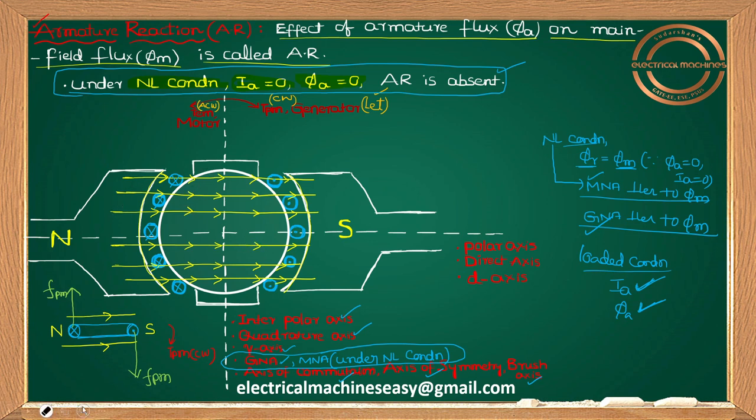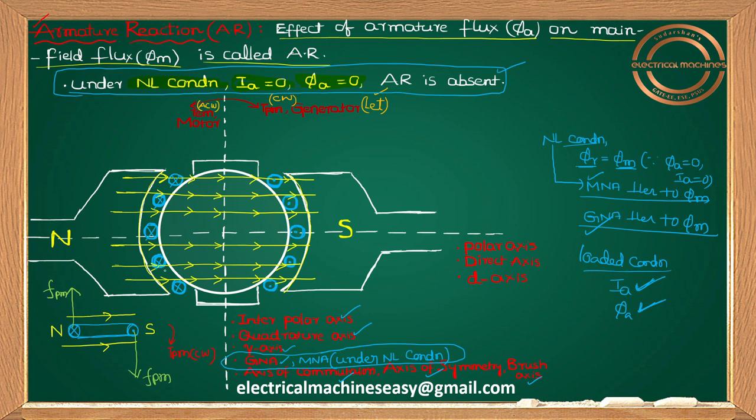Guys, I already told you this cross and dot mean the direction of your armature current Ia. Whenever armature current is cross, tell me, because of armature current, you'll get armature flux pi a, no? Can you please tell me what is the direction of armature flux here?